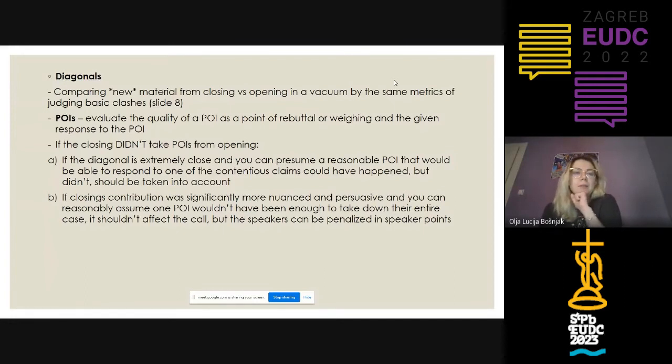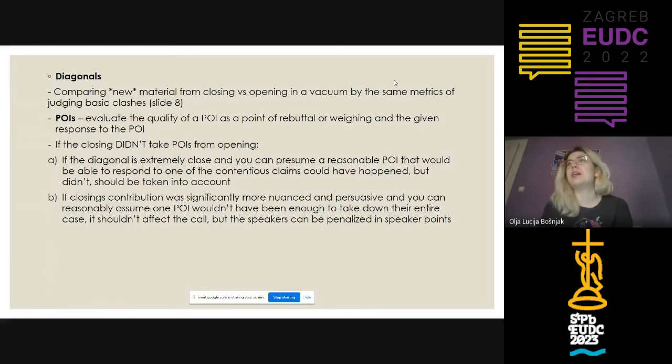And then B, or the other situation, is what I think is fair, and that is good to be very clear. If closing was significantly more nuanced and persuasive, say you have a closing that was 82 and their opening was at 74, and one of the speakers or both of them didn't necessarily take a POI, you can take that down in their speaks if it's something that you want to do, which probably should be done. We need to find some sort of way to stop this from happening, but at that point, I don't think a POI would have necessarily taken down that case.